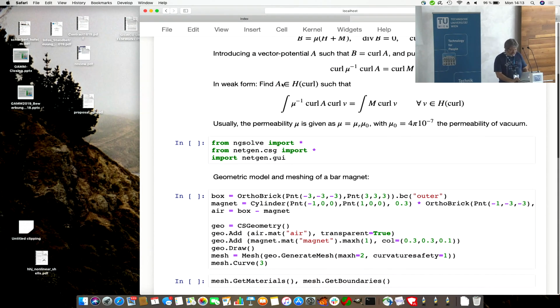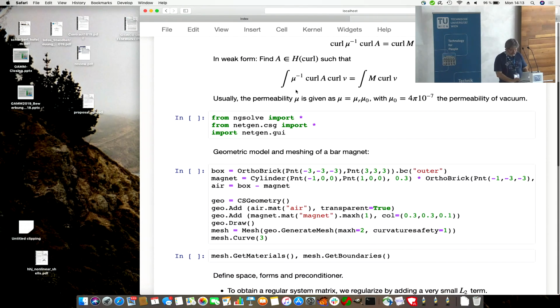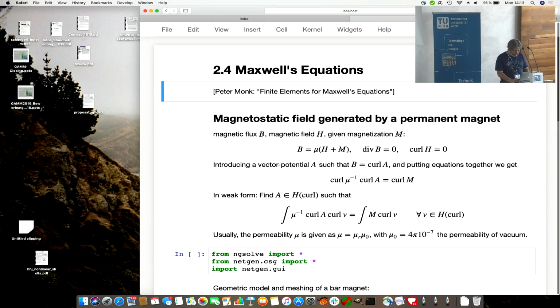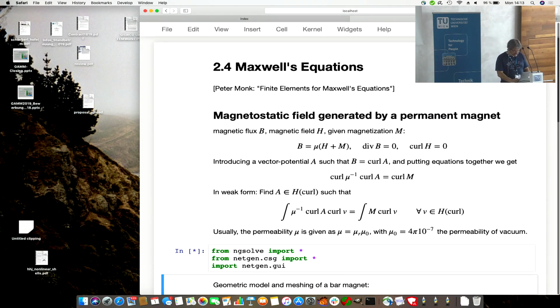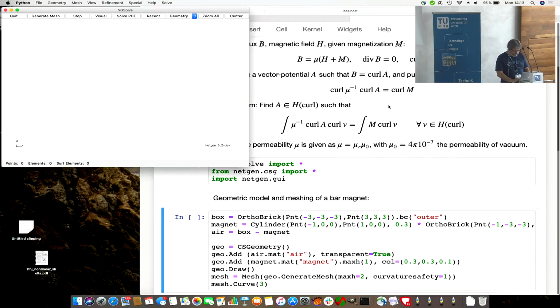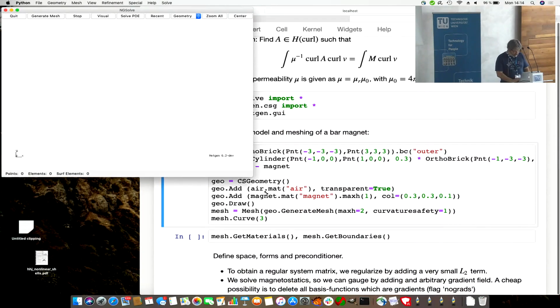In weak form, it is to find a vector potential in this H curl space, satisfying this version of formulation, magnetization coefficient times curl A, curl V, in this right-hand side. Okay. Bringing up NGSolve.